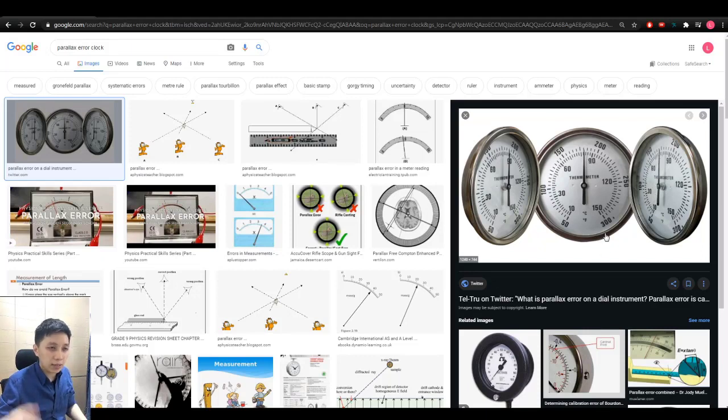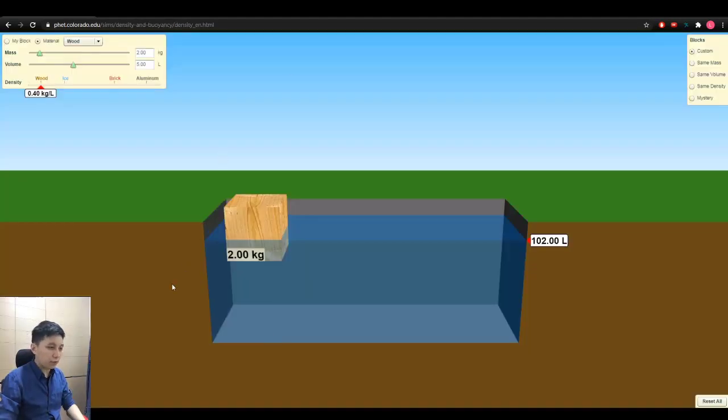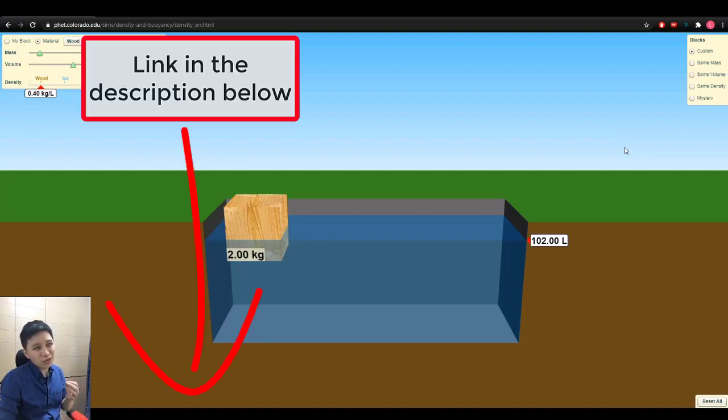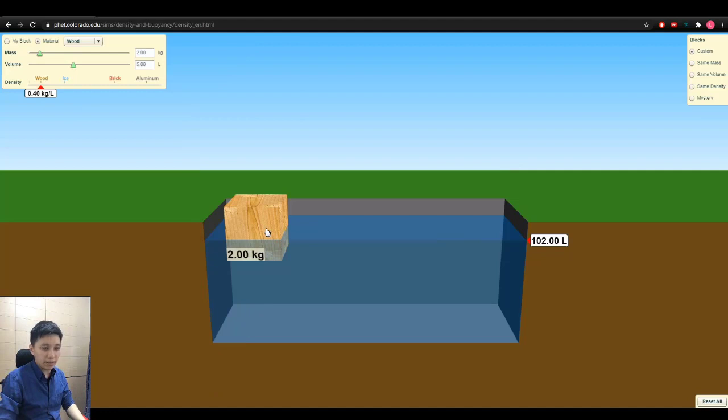So that's why parallax error is something very important that you should always pay attention to when you do measurement. And let me show you a simulation first. This is a simulation which I'll put a link to in the description below. I actually use Flash, which is a kind of old system, and it will be faded out of the system by the end of this year. So I don't know whether or not it will still work on your computer. If not, then you can just watch my video here. But I would strongly recommend you try it out if you can.